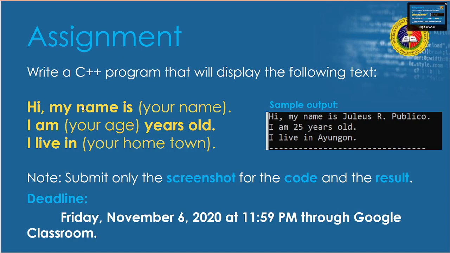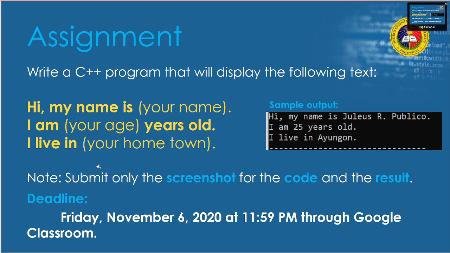And for the assignment, here's your assignment. Write a C++ program that will display the following text. Hi, my name is, and then your name. I am, and then your age, years old. And then I live in, and then your hometown. So for example, hi, my name is Juleus R. Publico. I am 25 years old, and I live in Ayungon. Right? So this is an example output.